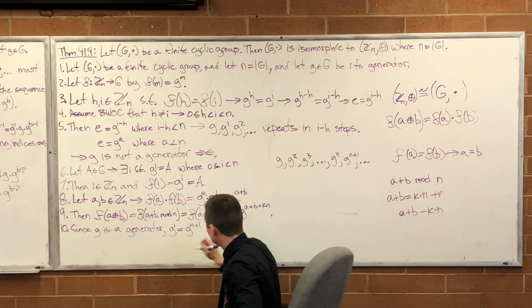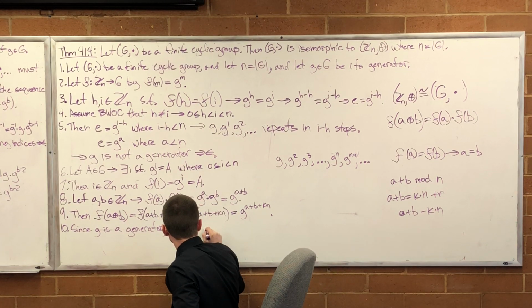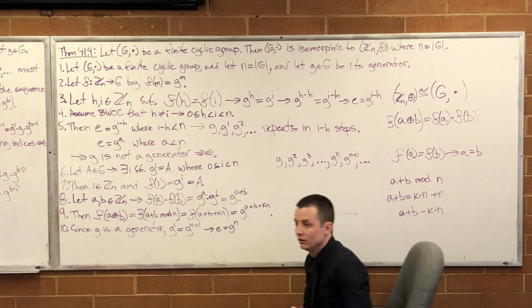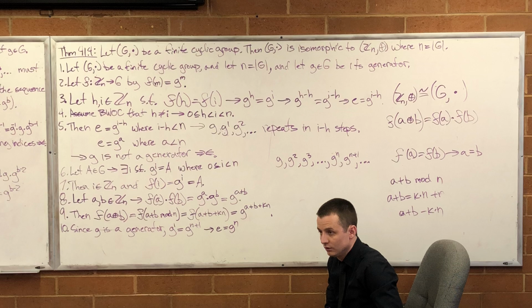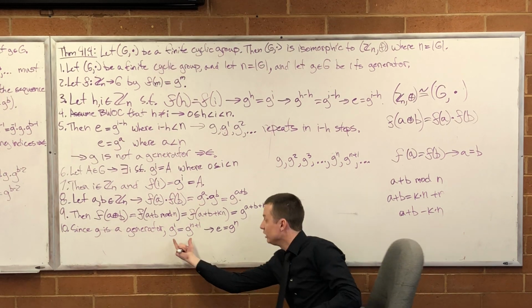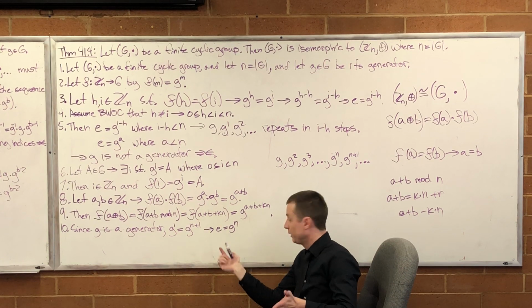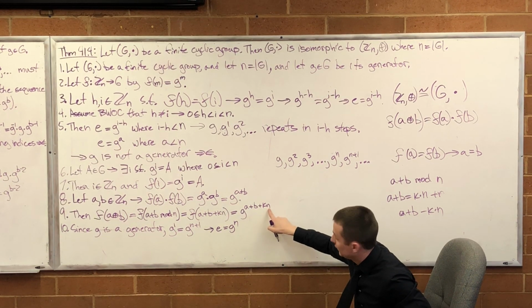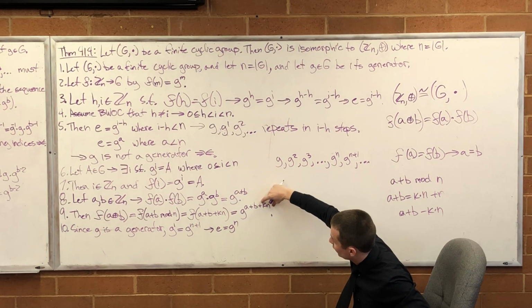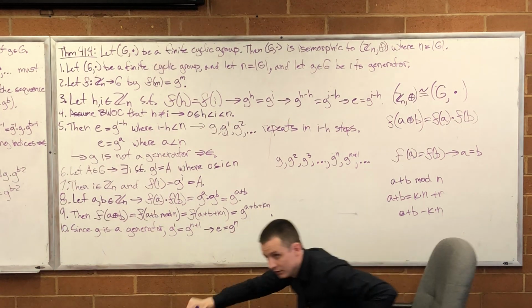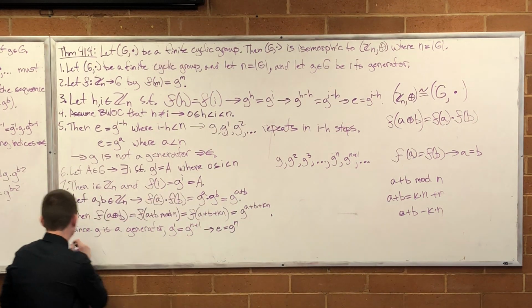So g to the 1 is equal to g to the n plus 1, which gives me that the identity is equal to g to the n. Does that make sense? I just did g inverse of both sides. Good? Okay, so now notice that we have k n's here. All those are going to turn out to be identity. That's where we're going with this.